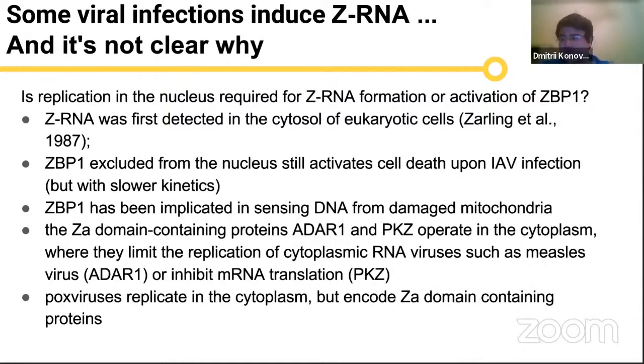Also, it was observed that ZBP1 senses mitochondrial damage, and that the Zα domain, which binds DNA and RNA, can work in the cytoplasm. And some viruses, such as poxviruses, themselves have a Zα binding domain in their genome. So there are a lot of things that require further investigation: why some viruses induce zRNA formation, and why others don't.